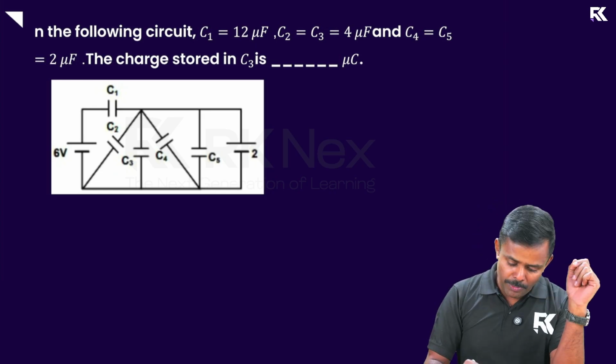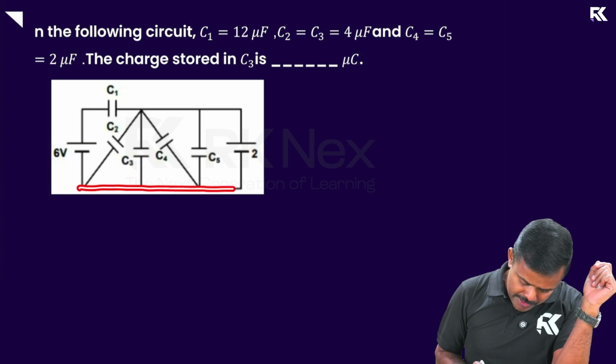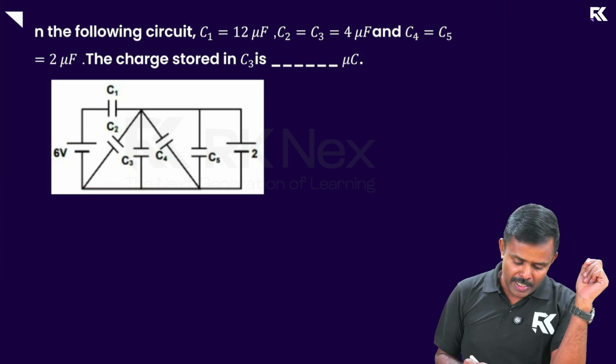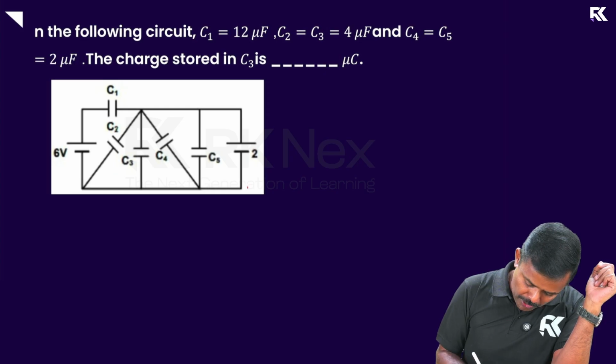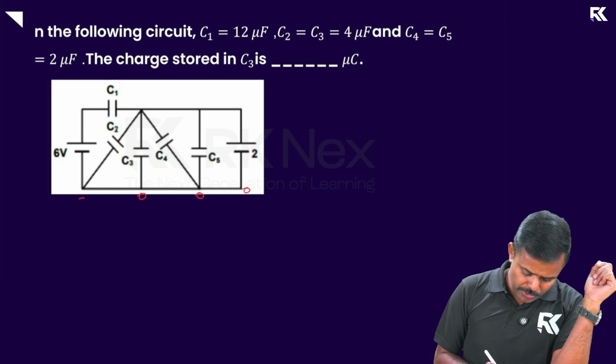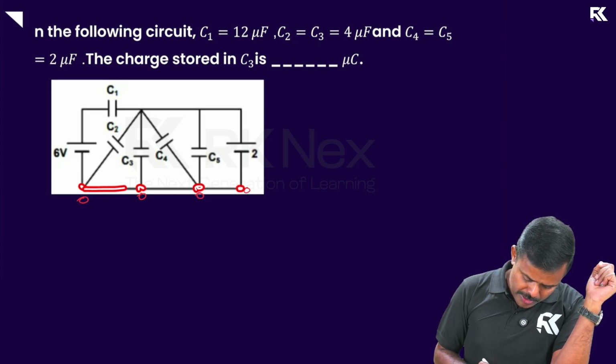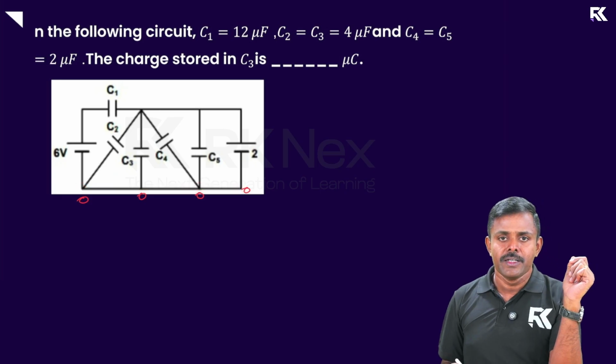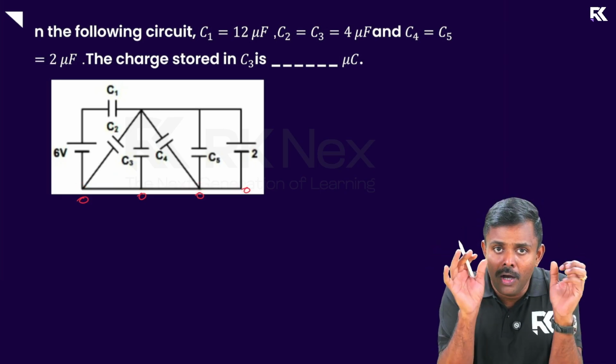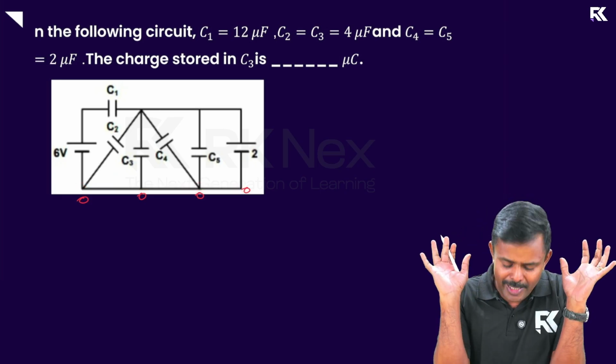Again, I have a common point here. Look at that. These are all connected together, right? So I'm assigning 0 potential to this point. So this point is also at 0, this point is at 0, this point is at 0. Look at that, all are at 0 because they are connected together. There is no component along the path. Resistor, cell, nothing. Capacitor, nothing.